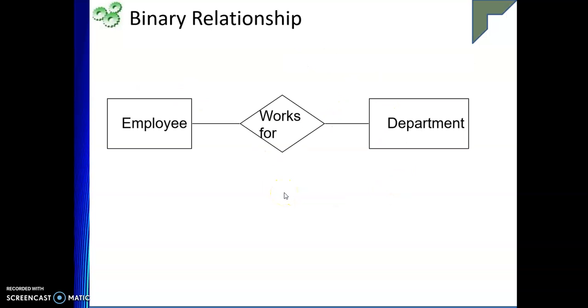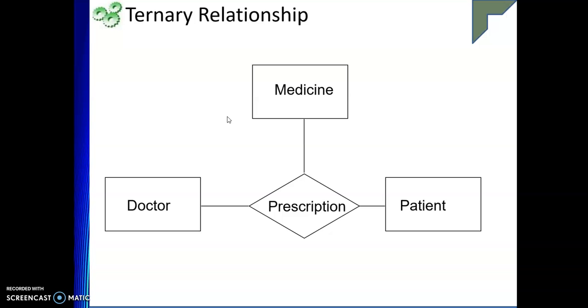Similarly, we have a binary relation next. Say, for example, an employee works for a department. We have two entities, one is employee, another is department. So an employee works for this department. This is an example of a binary relation.